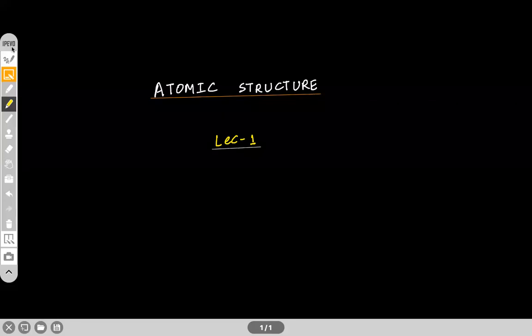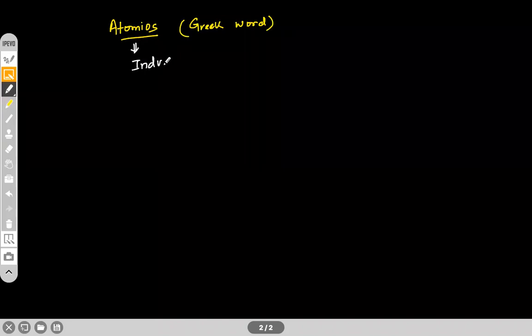Like we all know, the word atom is given by a Greek word, that is atomios. It is a Greek word, and this means indivisible. Indivisible means what? Which we cannot divide.